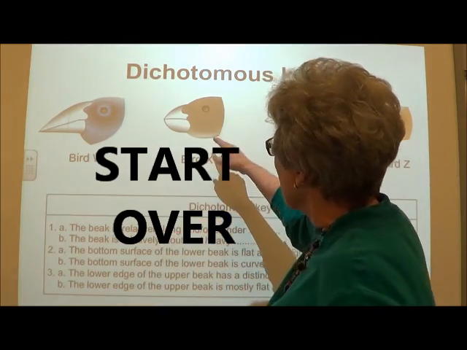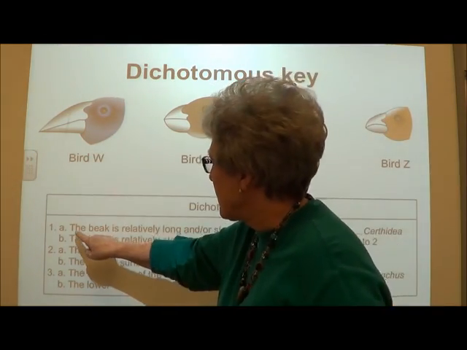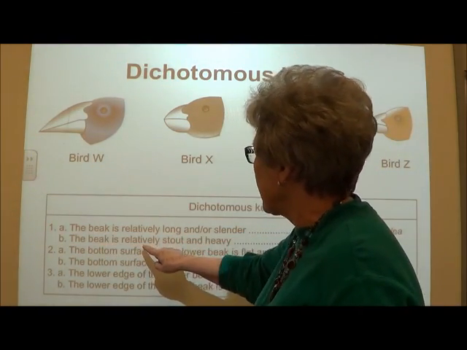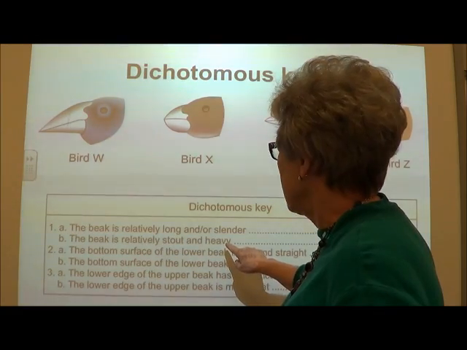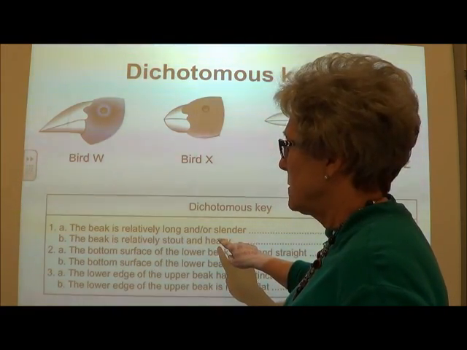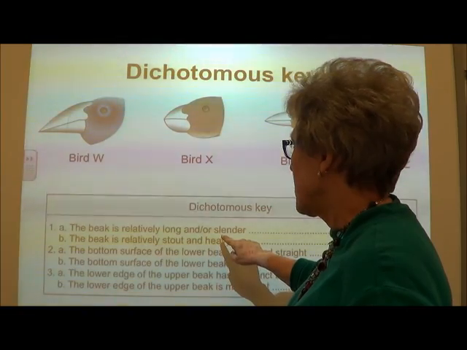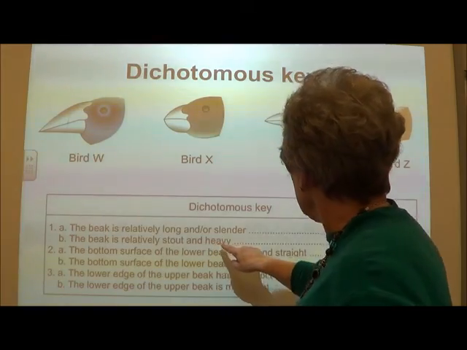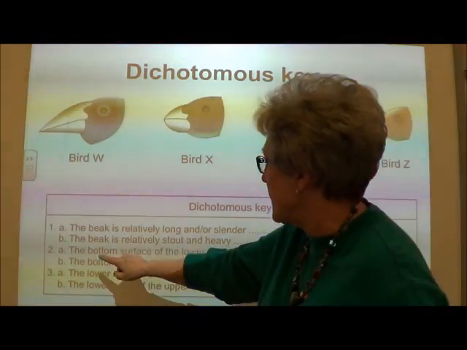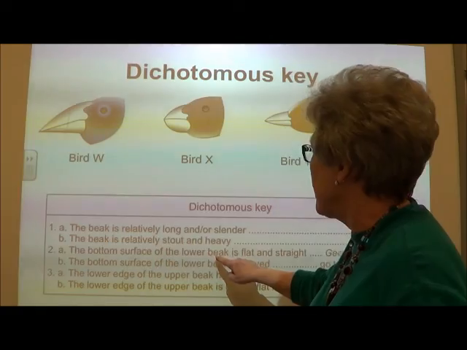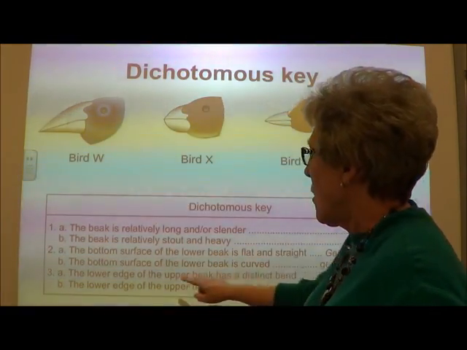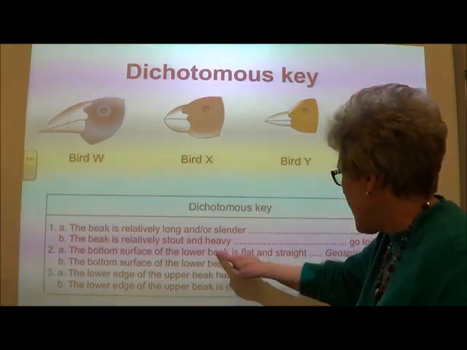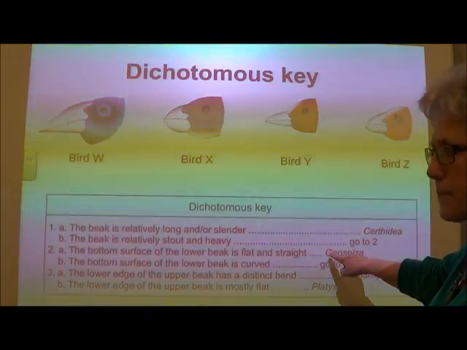So let's take, for example, bird W. It says here, the beak is relatively long and or slender, or the beak is relatively stout and heavy. Well, what would that be? Long and slender? Stout and heavy? I think stout and heavy. So it says go to number 2. So we come down here. The bottom surface of the lower beak is flat and straight, or the bottom surface of the lower beak is curved. Is that straight? So that means I'm not going to try to pronounce that.